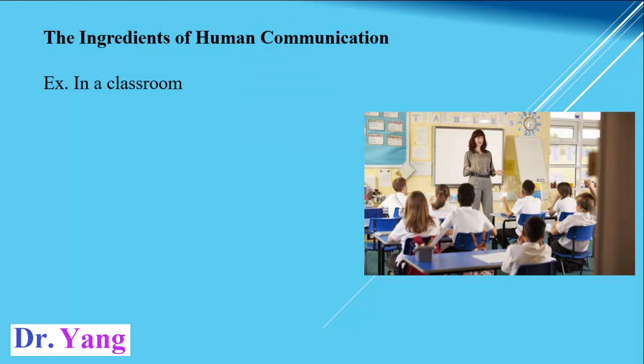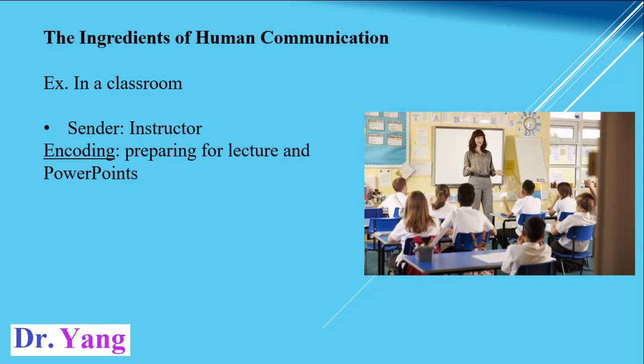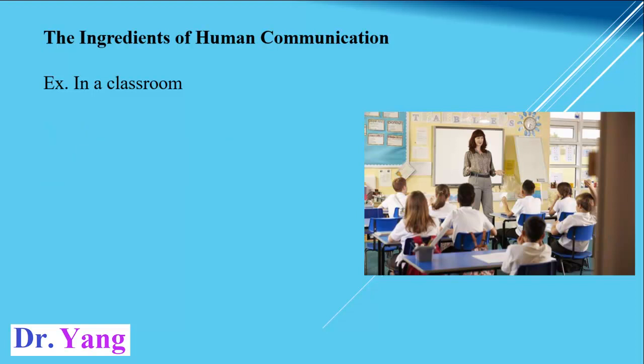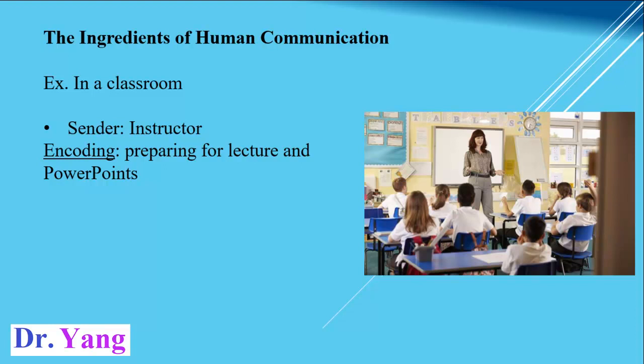After we discuss the ingredients of human communication, let's take an example. I will use the example of a classroom. In a classroom environment, there are students and teachers. The sender of message is the teacher, the instructor. So an instructor has to prepare the message before he or she can deliver it. This preparing process is called encoding, because the teacher has to prepare for lecture and also prepare for the PowerPoints and his or her presentation.